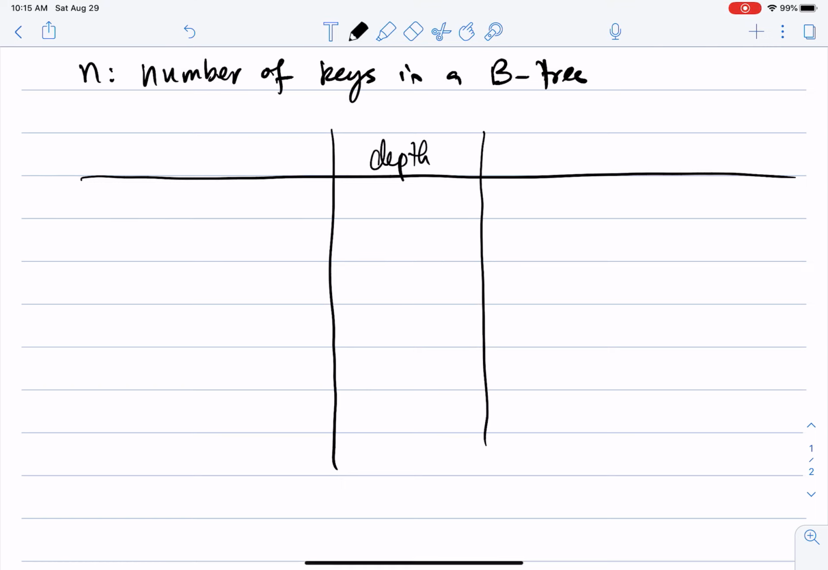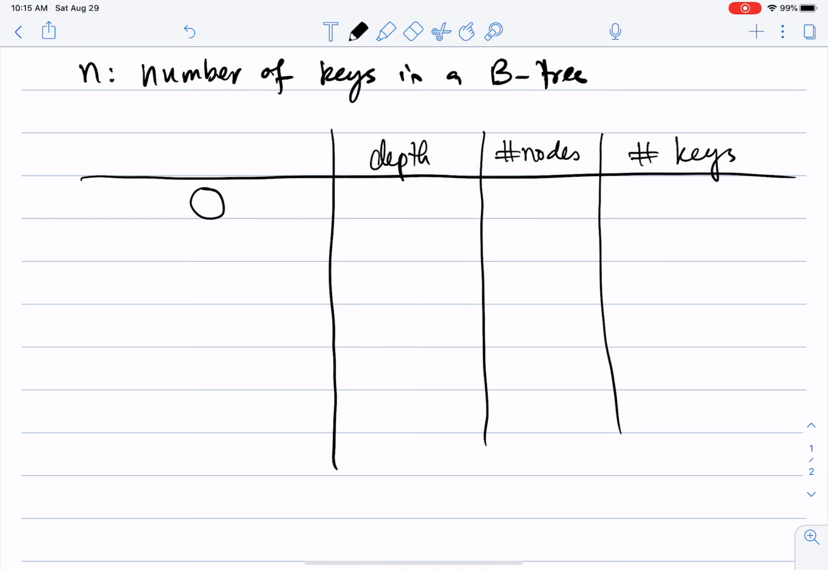Let's talk about the number of nodes at a certain depth, and let's talk about the number of keys at a certain depth. So we start with the root, which has depth 0. The number of nodes there is 1, for the root, and the number of keys is not exactly fixed, but it's at least 1. Then we go from the root to the children. If it has 1 key, it has to have 2 children. If it has 2 keys, it has to have 3 children, and so on.